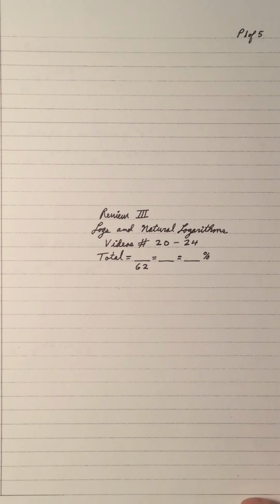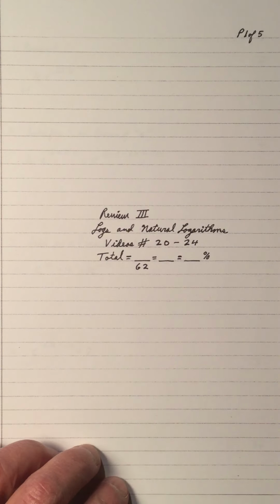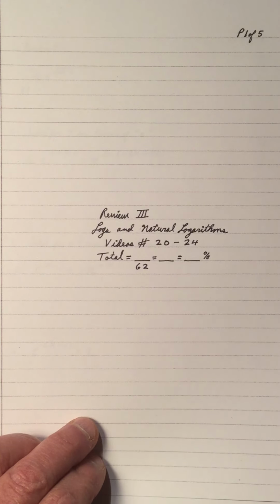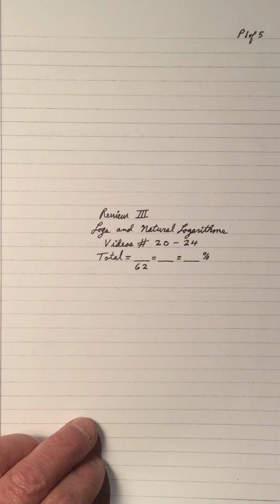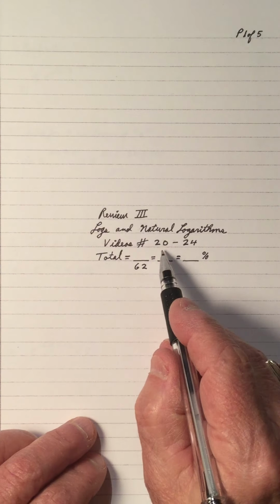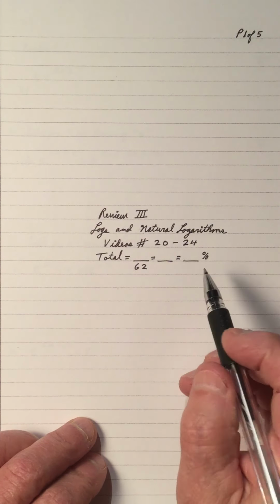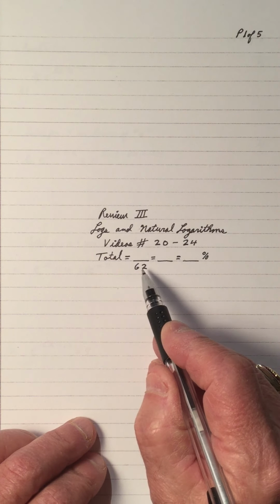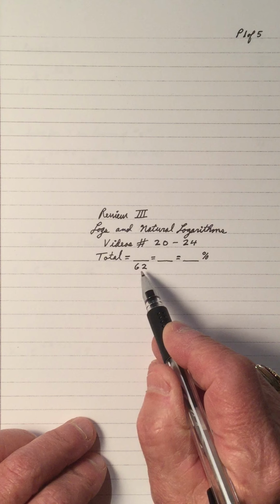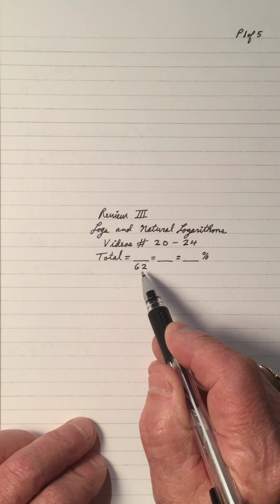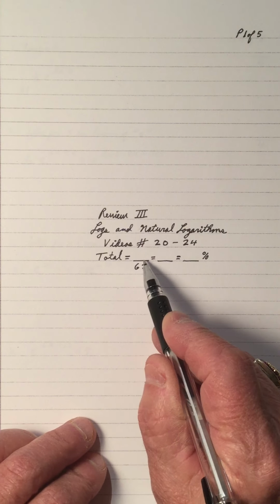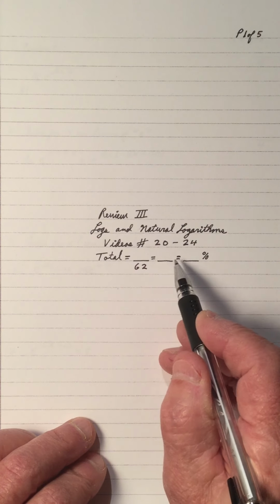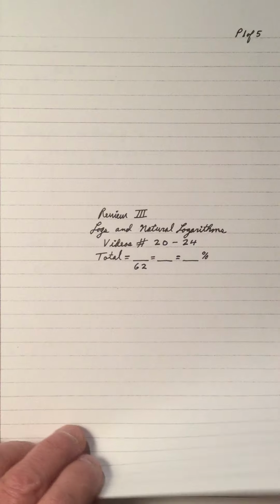Hi, welcome to my video on review number 3 in the unit on logs and natural logarithms. This review covers videos numbers 20 to 24. As in all reviews, you can treat it as a quiz where you give yourself some marks for each question and total up the points. When you do, put it over 62, divide 62 into this number, get a decimal, move your decimal 2 places to the right to get a percent. Here we go.